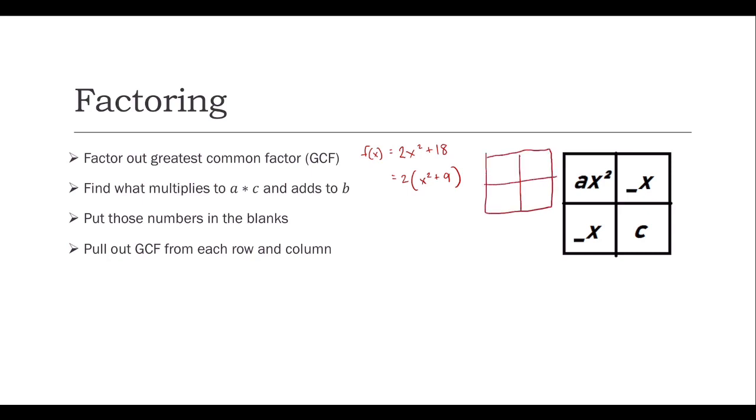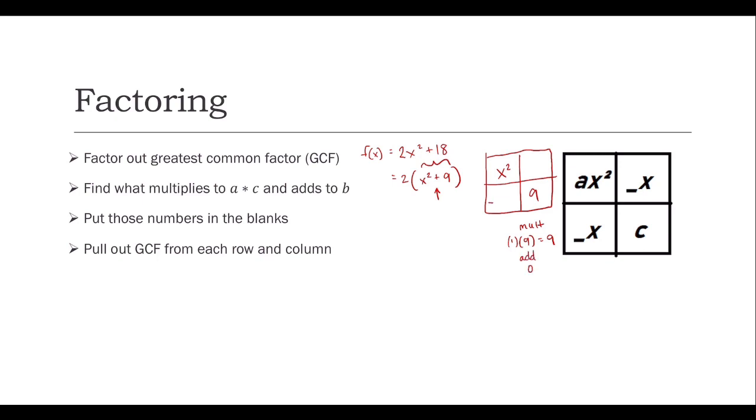We'll put our ax squared in the first box. So we'll use our factored form here, the form where we've pulled out the 2. So we'd have x squared, and then our c value is 9. So it needs to multiply to 1 times 9, so it needs to multiply to 9. And then it needs to add to our b value. Our b value is the one before the x. There is no x term here, so our b value that it needs to add to is 0.